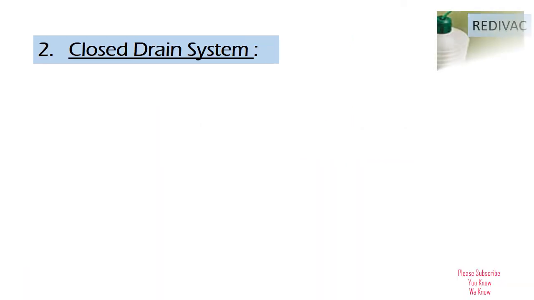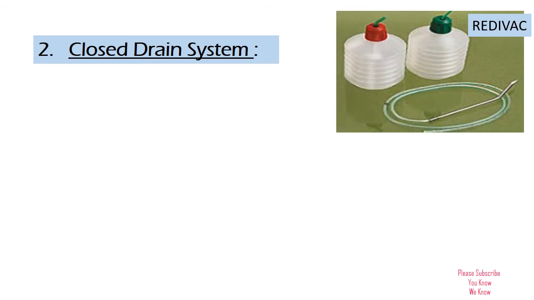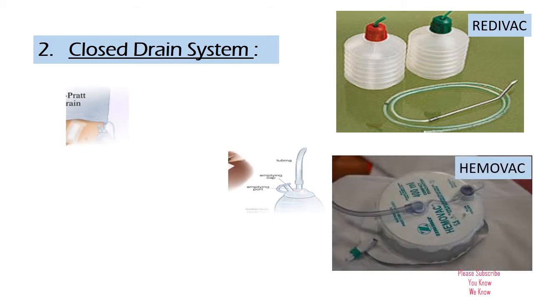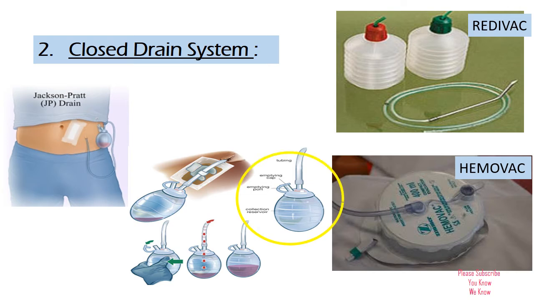Closed drain system. The drainage is collected in a closed sterile collection system or reservoir. The examples of closed drain systems are Redivac, Hemovac and Jackson-Pratt drain. The parts of the Jackson-Pratt drain are tubing, emptying cap, emptying pot and collection reservoir.